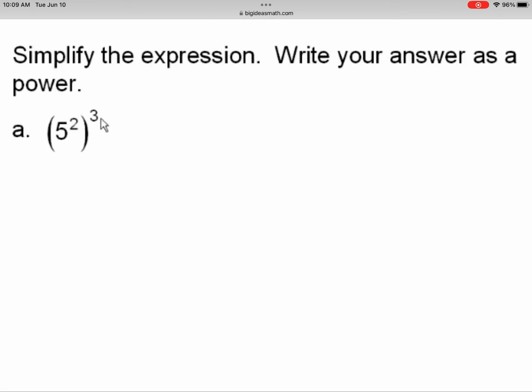So we have an exponent of 3 and a base of 5 squared. This tells us that 5 squared is used as a factor 3 times. So let's rewrite the expression using repeated multiplication. We have 5 squared times 5 squared times 5 squared.